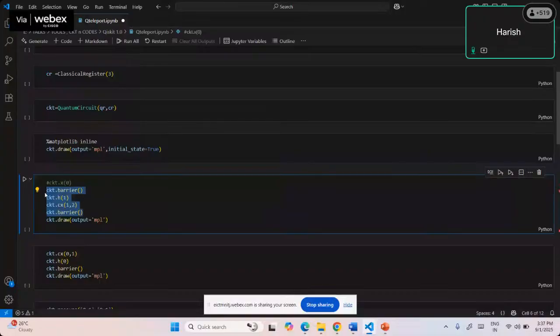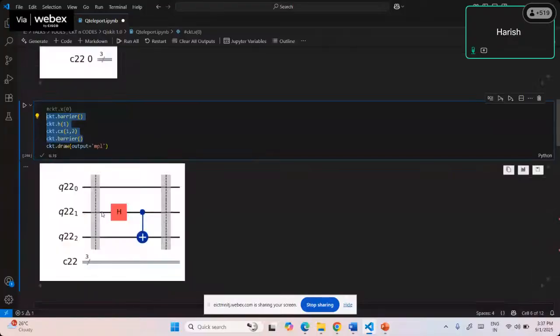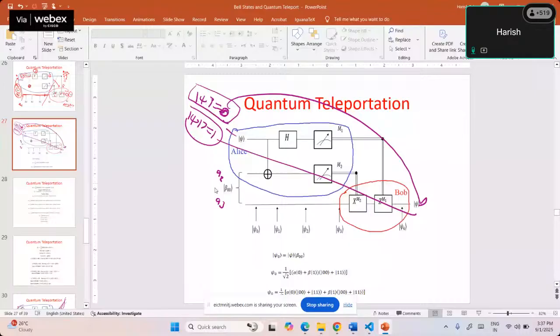So just see here. What these statements are doing is, the second qubit and third qubit are an entangled pair of qubits, a Bell state. Just Hadamard and this control NOT. So this part is done. So at this point, the second and third qubits are beta 0 0. Okay.